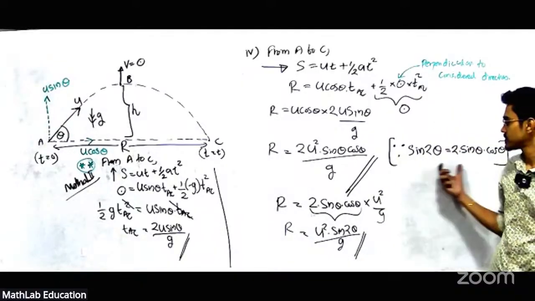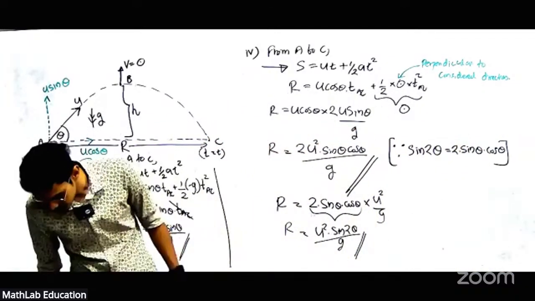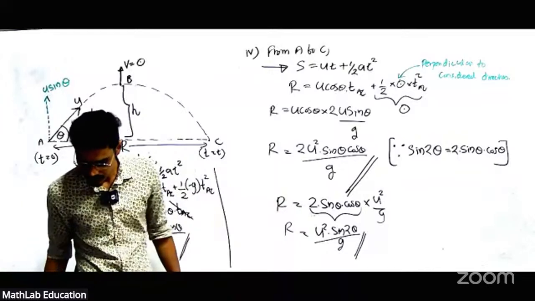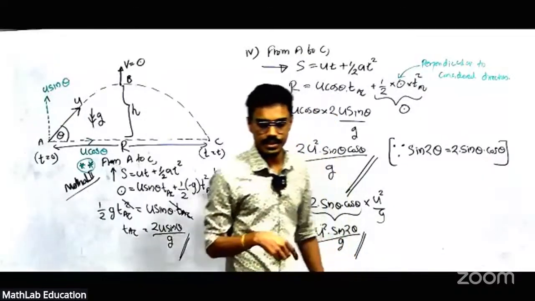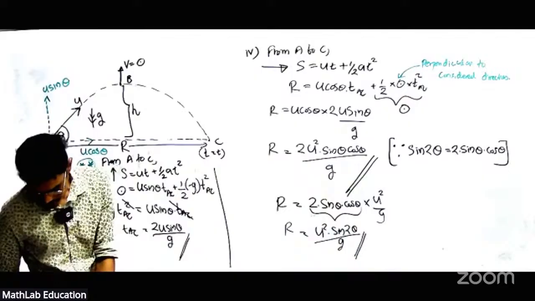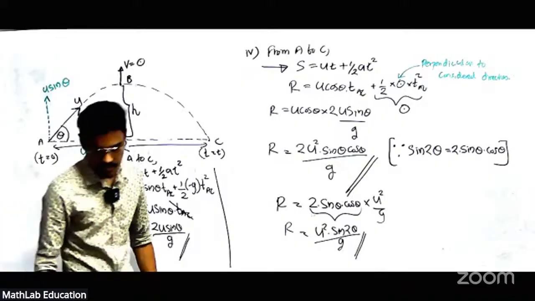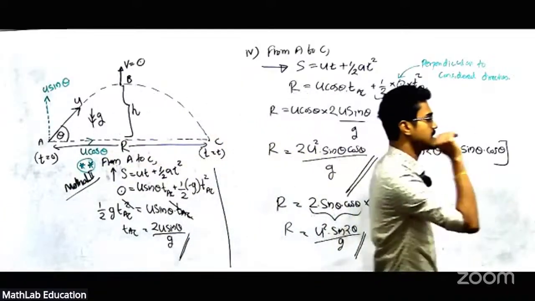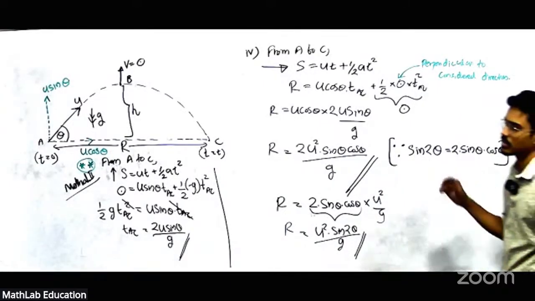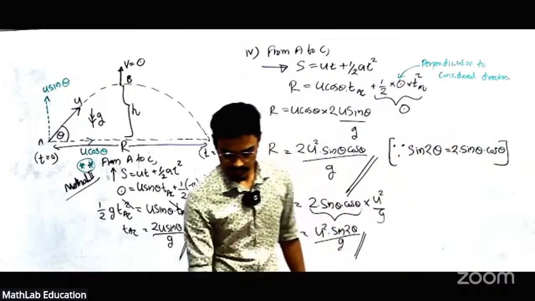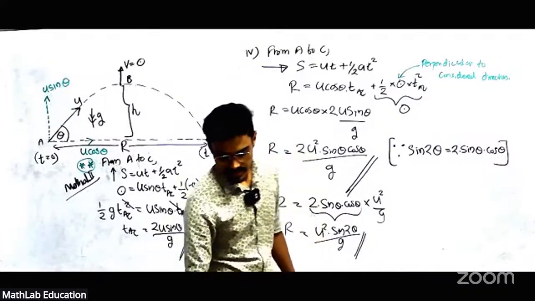This is something coming from trigonometry. Mention this with a red pen. G is neglected when equation is applied horizontally.